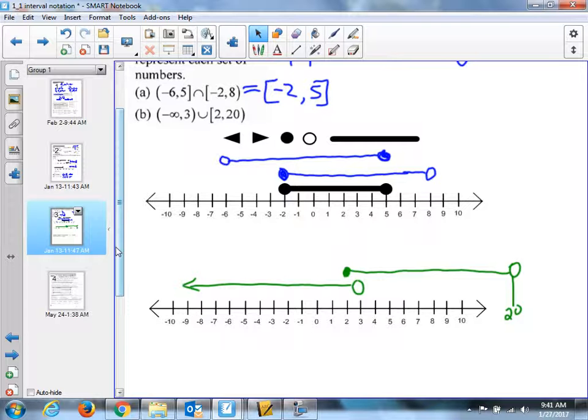Now, or means something else. It means it doesn't have to belong to both, does it? If I said and, it would only be this small portion, right? But since I said or, it basically means from negative infinity all the way up to 20, not included.